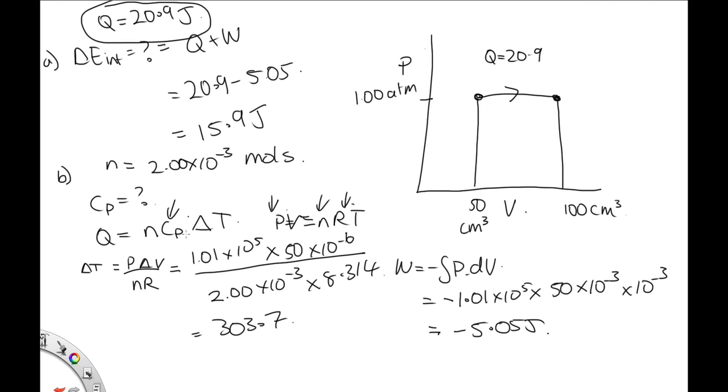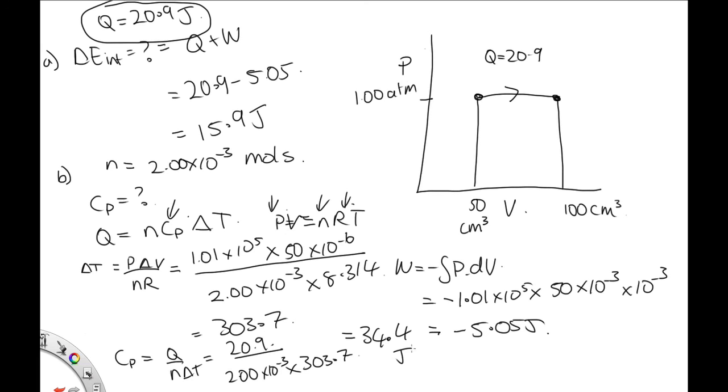Okay, so now we've got everything. Cp is equal to Q over n delta T, which is 20.9 over 2.00 times 10 to the minus 3 times the change in temperature, 303.7. Solving that on the calculator, we end up with Cp is equal to 34.4, and the units are joules per mole per Kelvin.